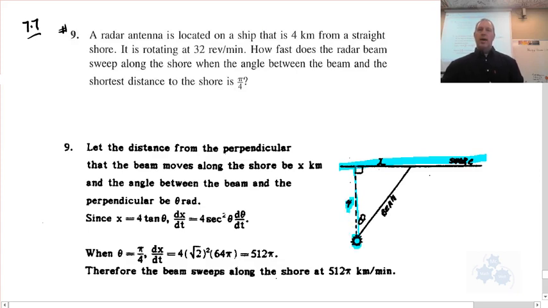Okay, so we've got a 90-degree angle here. The shortest distance from the antenna to the shore is at a 90 degree. Here's the shore. The antenna, okay, so picture this big thing that's rotating. It's rotating at 32 revolutions per minute.